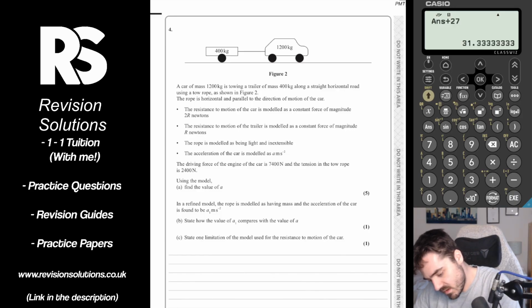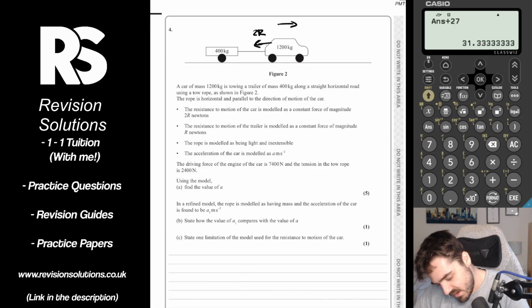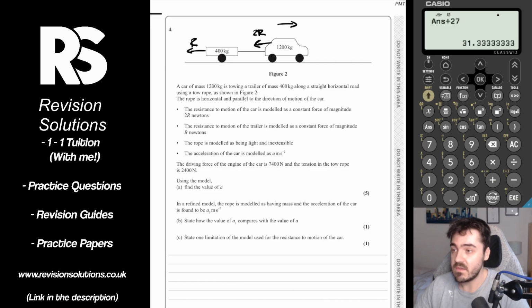So let's assume the car is moving forwards. And then there's a force of 2r acting on the car to the left. The resistance to motion of the trailer is modeled as a constant force of magnitude r. So there's a force r going to the left on the trailer. The rope is modeled as being light and inextensible. So light means the tension is the same magnitude everywhere in the string. And inextensible means the accelerations of the car and the trailer are going to have to be the same in magnitude also.